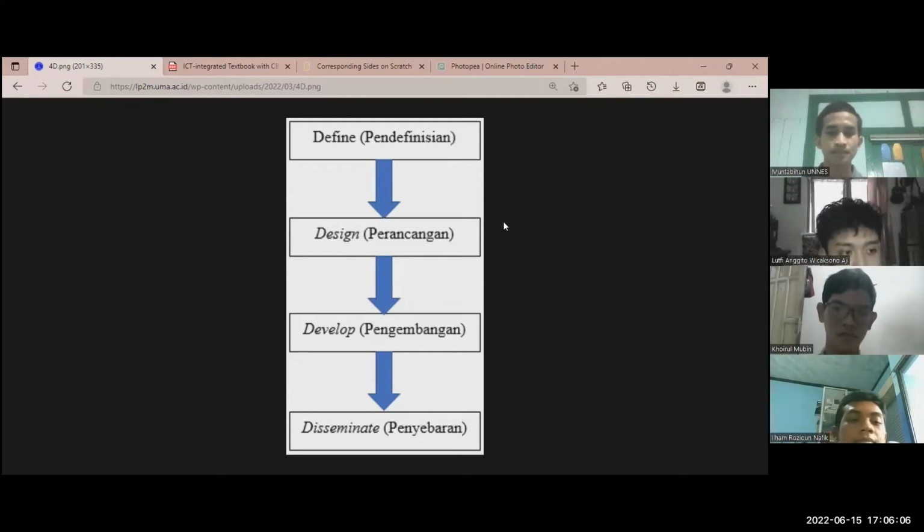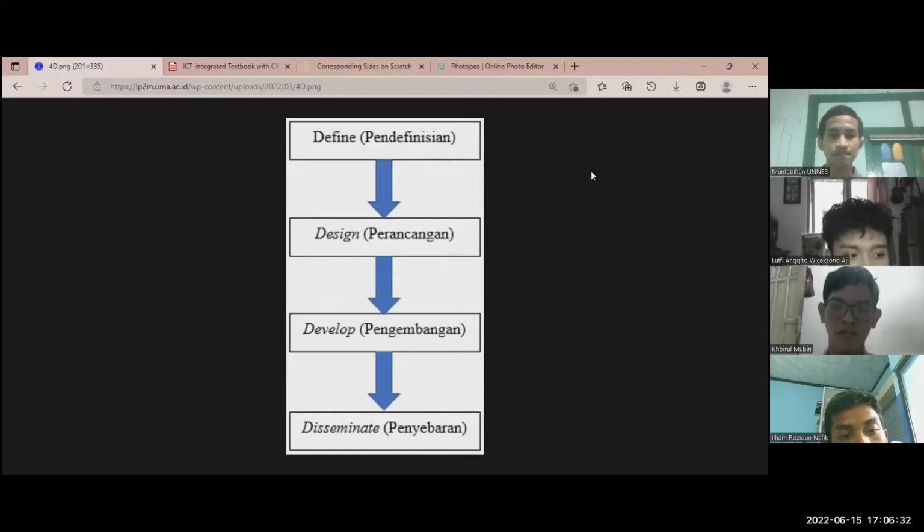Then in the design stage, to solve the problem identified in the define stage, we planned to develop a textbook. We started designing what the textbook would be. We planned to use the CBL model, so it should have the CBL syntax: big idea, essential question, challenge, guiding question, guiding activities, guiding resources, solution action, and assessment.